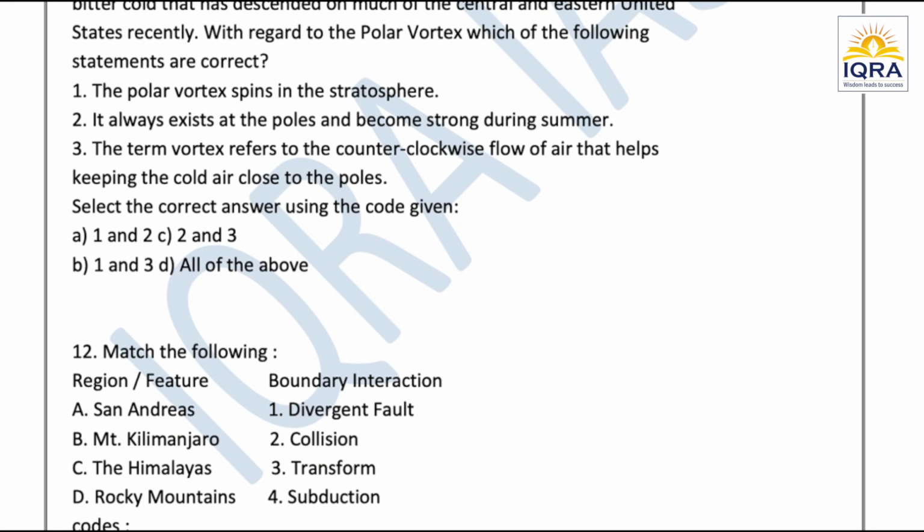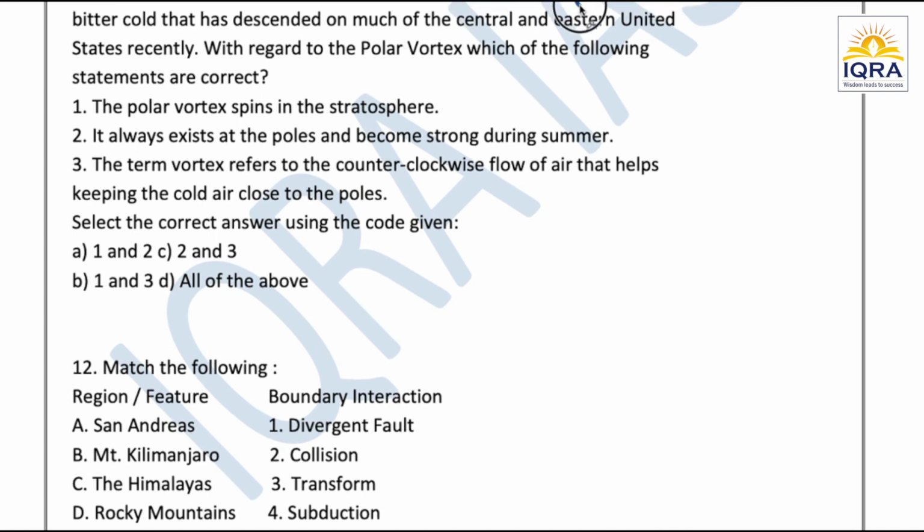Next question is question number 11. This question is asking that meteorologists have blamed a phenomenon called polar vortex for the bitter cold that has descended on much of the central and eastern United States recently. With regard to polar vortex, which of the following statements are correct? First statement, the polar vortex spins in the stratosphere. Second says it always exists at the poles and becomes strong during summer. This word summer is important here, to be focused upon here. Statement 3 says the term vortex refers to the counterclockwise flow of air that helps keep the cold air close to the poles.